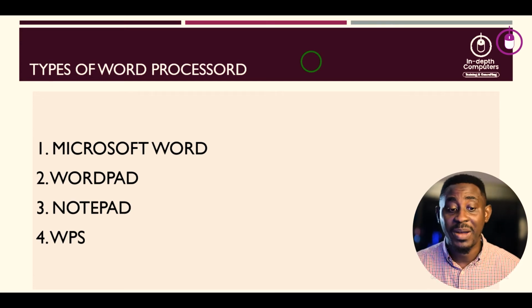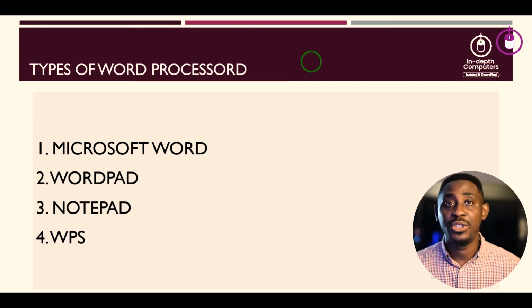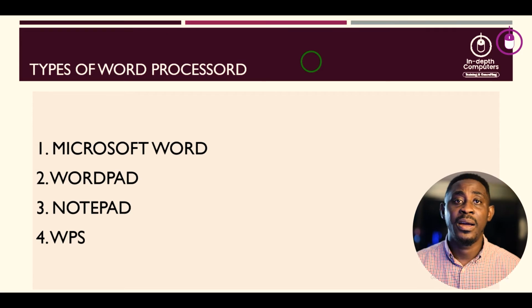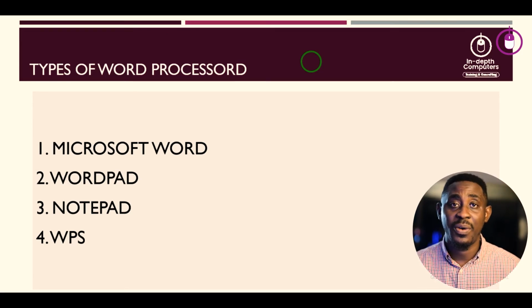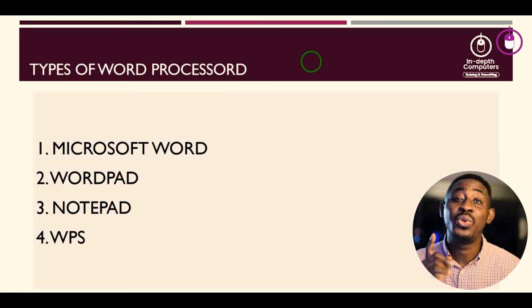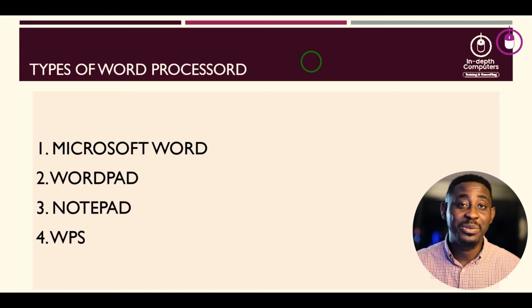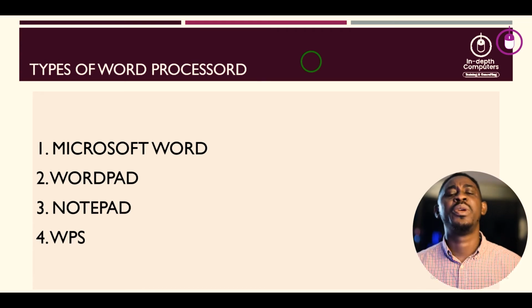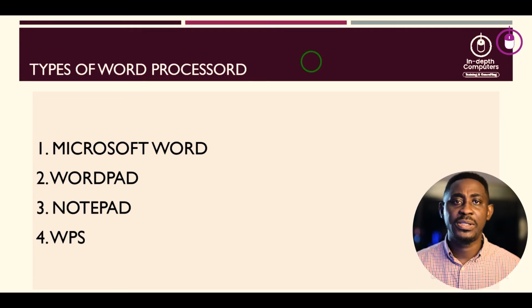Another good example is WordPad. Another good example is Notepad. Another good example is WPS, which is an online app used for typing. I know there are several of them. There's also Google Docs. So please don't forget. Okay, how do we launch the word processor?